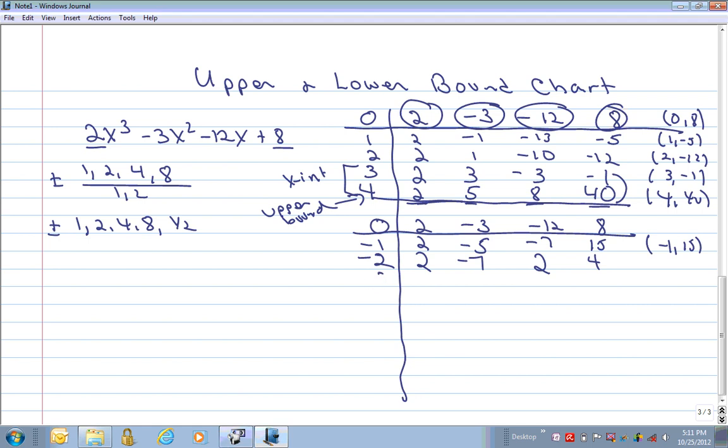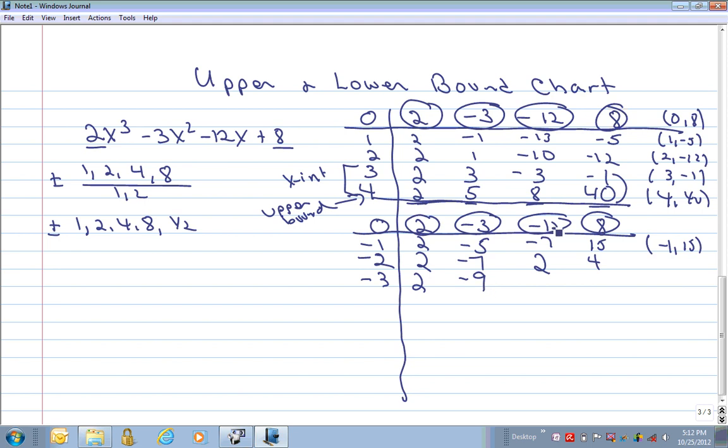Let's try negative 3. So bring down the 2. Remember, we're using these numbers. It helps sometimes to circle them. So you bring down the 2. 2 times negative 3 is negative 6. Negative 6 and negative 3 is negative 9. Negative 3 times negative 9 is positive 27.